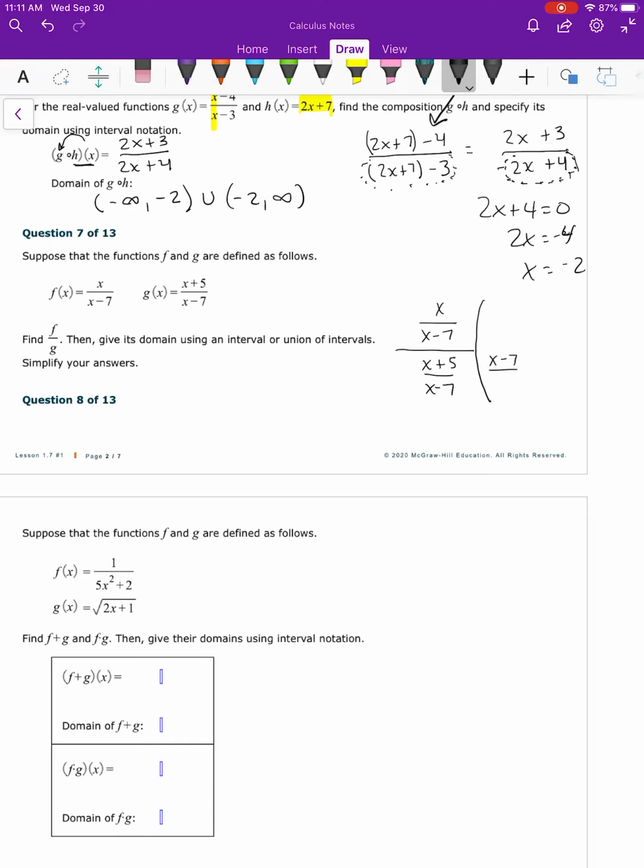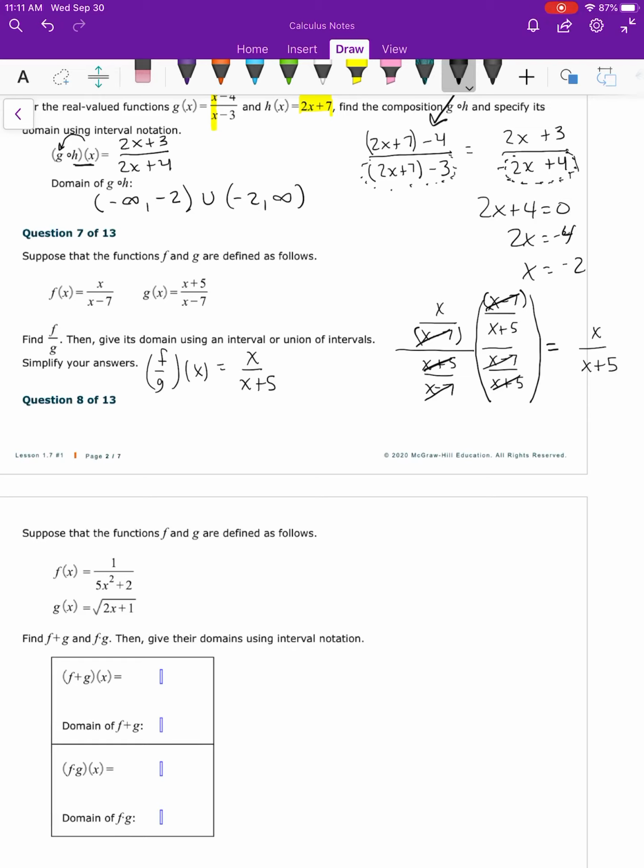I can multiply by the reciprocal of the denominator over itself. You want to make sure that this is a fraction that equals 1. You want to make sure that you get rid of everything down here in the denominator. But look what happens. These x minus 7s are going to cancel, and you're left with x over x plus 5. So your new function, f divided by g of x, is x over x plus 5.